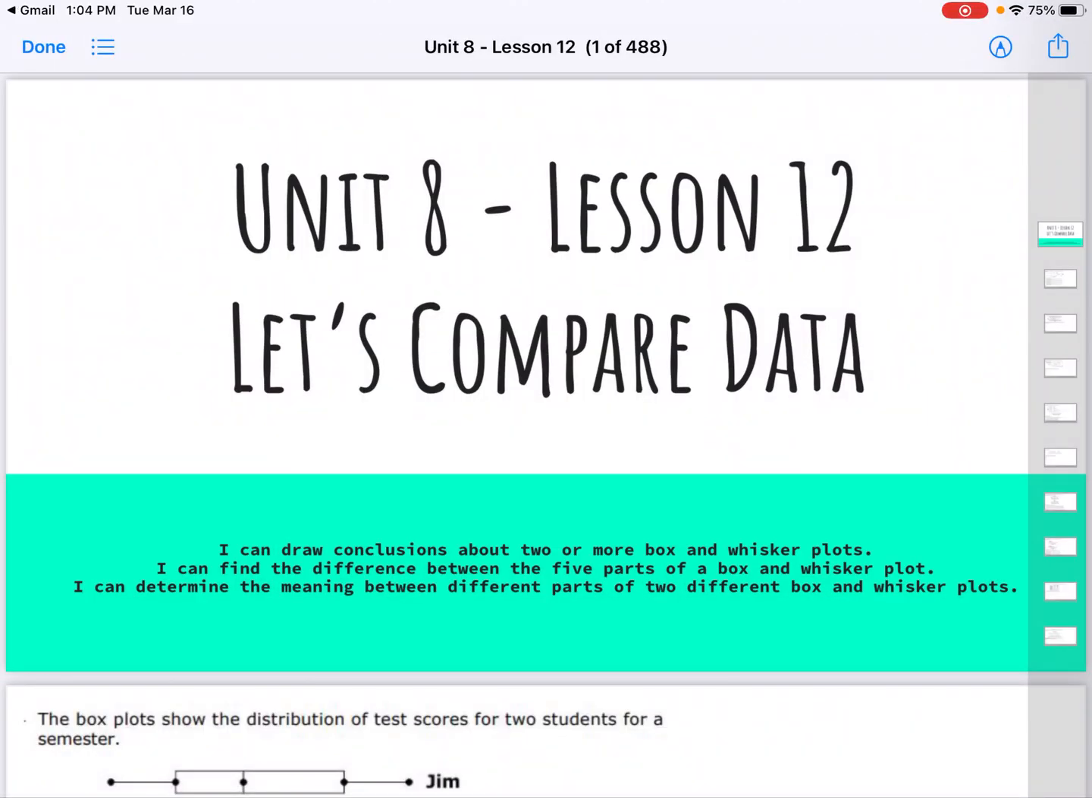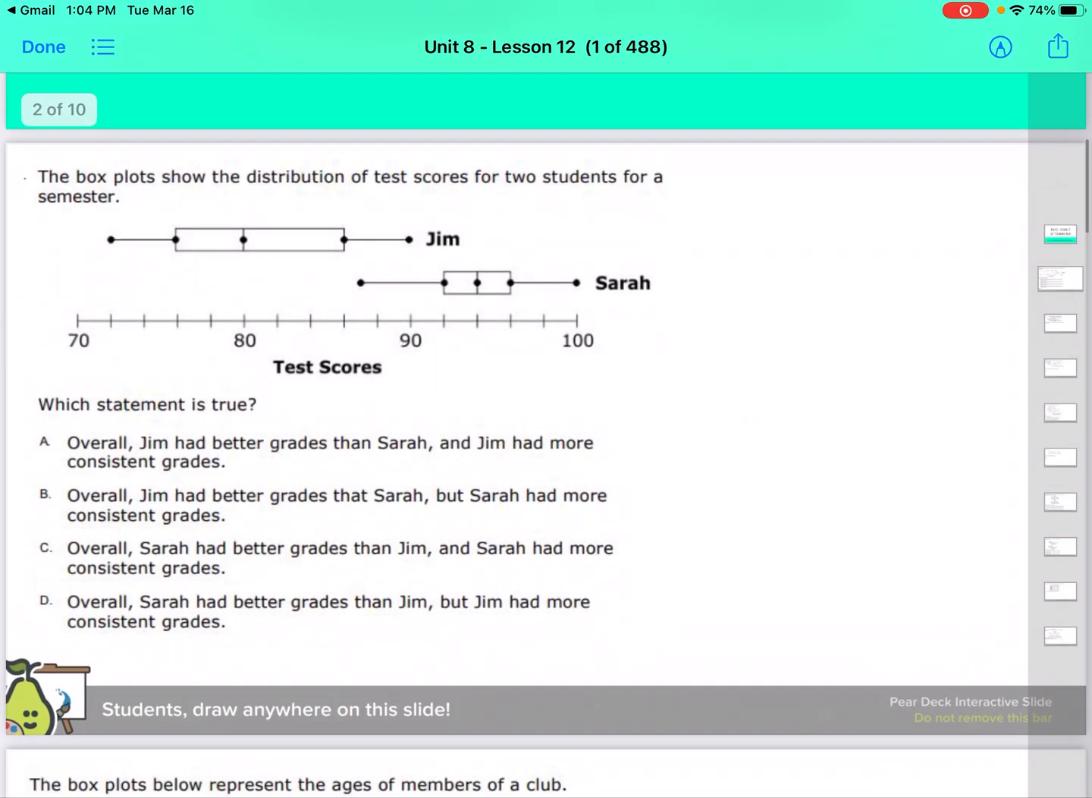We're comparing data. So we're drawing conclusions about two or more box and whisker plots, because that's kind of what they're going to ask you to do on the EOG. So when you're doing the EOG this year, they're not going to just show you one box and whisker plot. They'll probably show you two, and they're going to ask you to determine what you know, and that you can find the difference between the 5 parts of a box and whisker plot, and that you can determine the meaning between the different parts of two box and whisker plots. So let's just dive in.